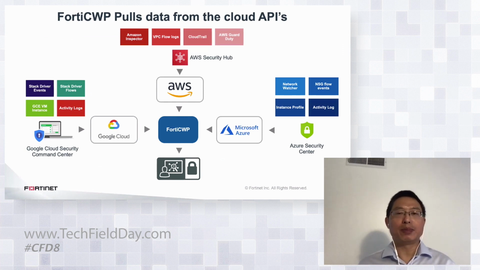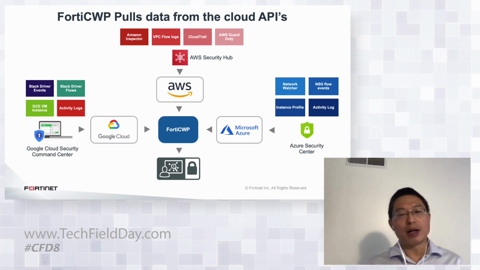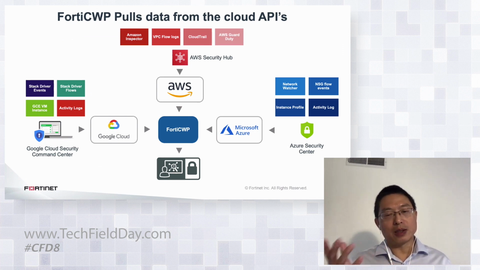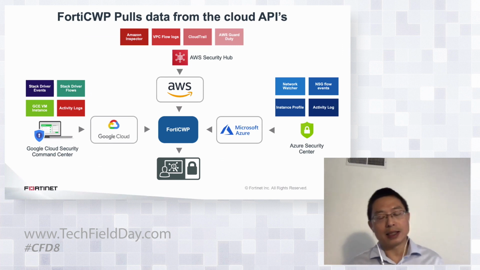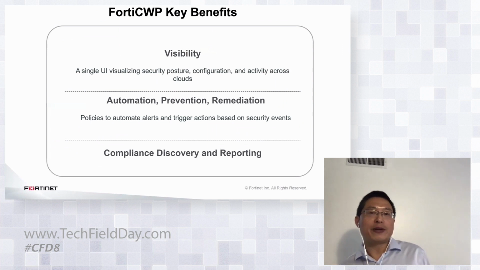Mechanism-wise, FortiCWP pulls data from the cloud APIs. It runs inside AWS itself. So FortiCWP is actually a cloud native application itself. And it monitors today. Today we support the big three cloud platforms, and that includes Azure and Google Cloud. And then the customer is security admins, security architects. So that's basically FortiCWP in a nutshell.